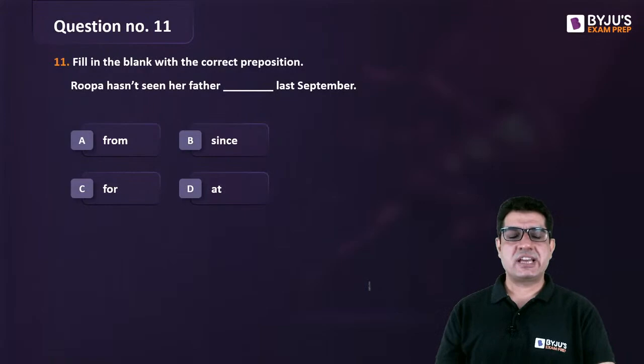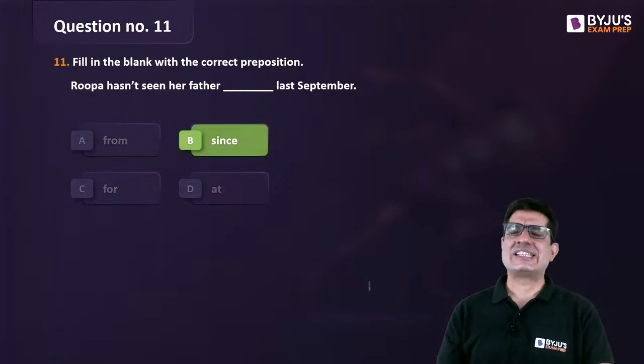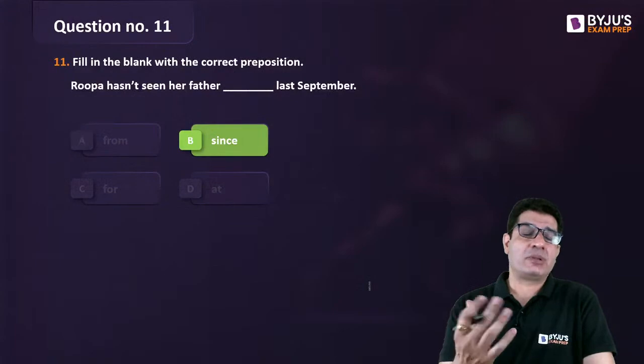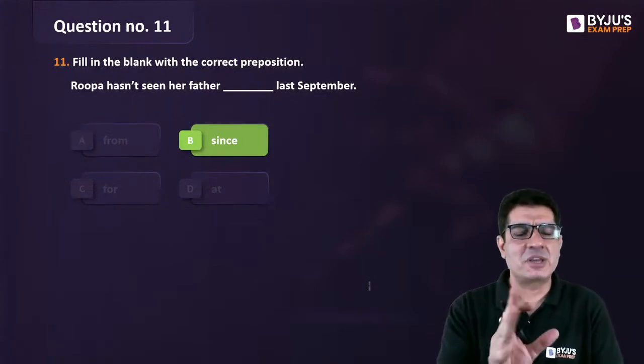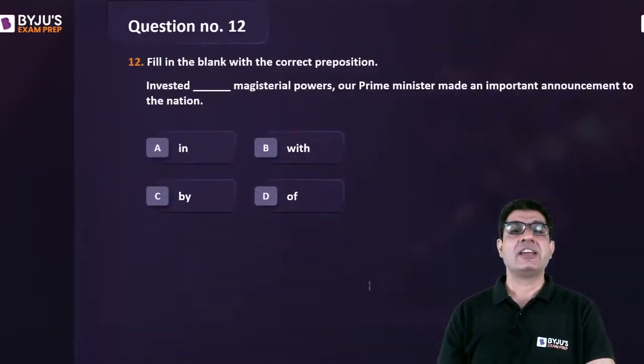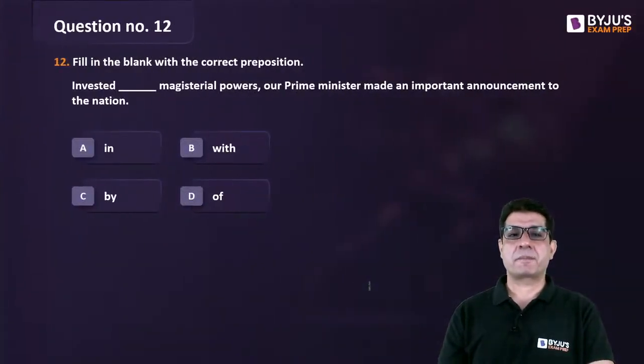Okay, so loads and loads of B. Anybody for C? Nobody? So B it is. Since is the correct answer. Normally some people also end up using for, but then since nobody has done that, we can move over to the next question safely. Question number 12. Which preposition goes with invested?